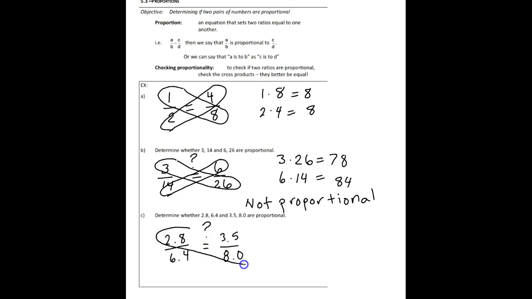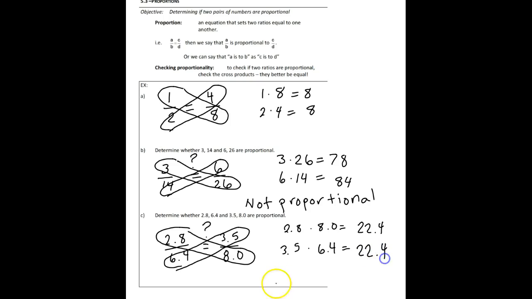So we're going to take a look at the cross products here. 2.8 times 8.0, and when we multiply that, what do we get? That's right, 22.4. And then we're going to multiply across the other diagonal. So I've got 3.5 times 6.4. And what do we get when we multiply those? You're probably ahead of me, but we get 22.4. So in this case, these are proportional.